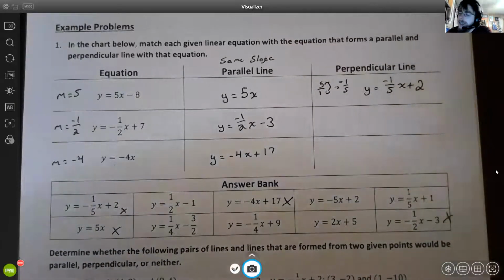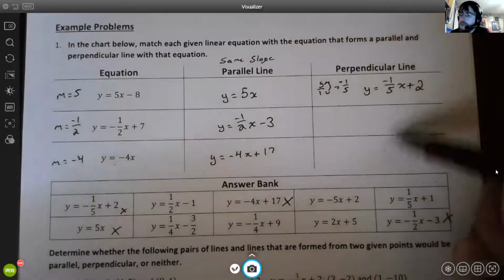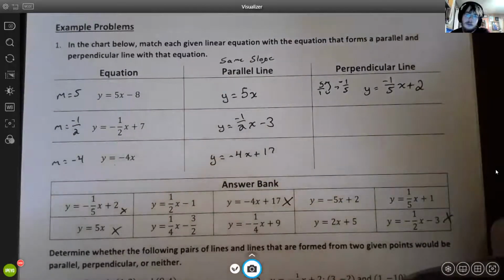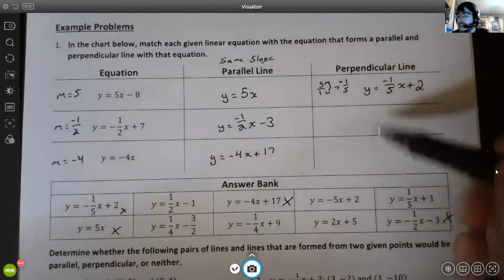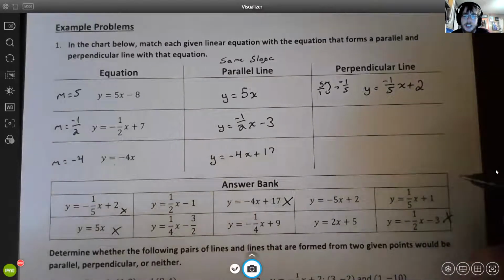Okay. See if you can determine the perpendicular lines for the second and the third one. Pause the video, try it, and then come back and see if you're right.